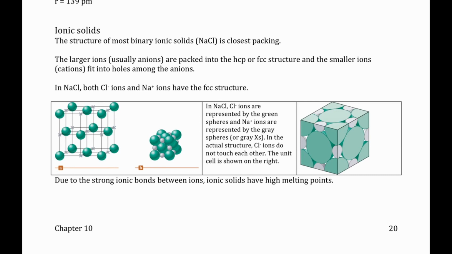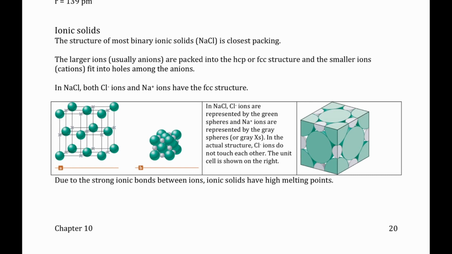Ionic solids: the structure of most binary, that means made of a cation and an anion, of just simple cation and anion, ionic solids like NaCl is closest packing. The larger ions, usually the anion, are packed into either the HCP or FCC structure, and the smaller ions, the cations, fit into holes among the anions. In sodium chloride, it turns out that both Cl minus ions and Na plus ions have the FCC structure.